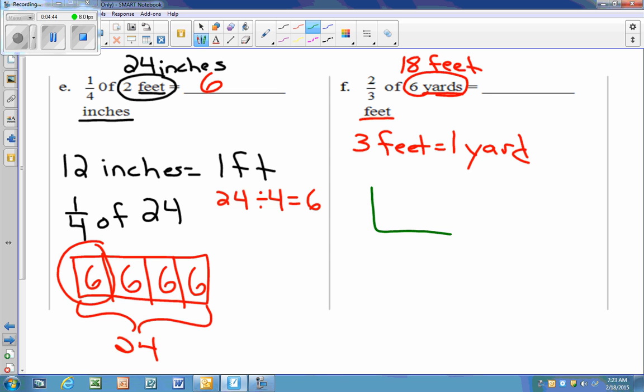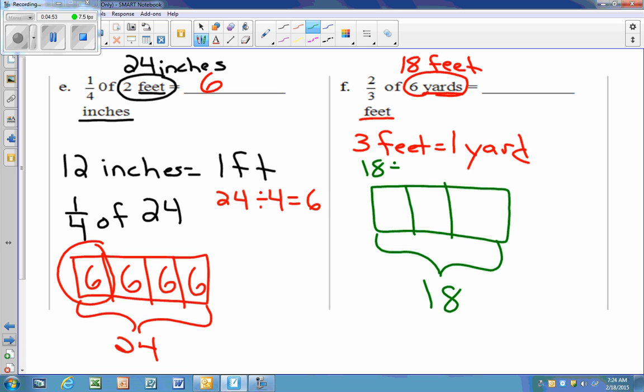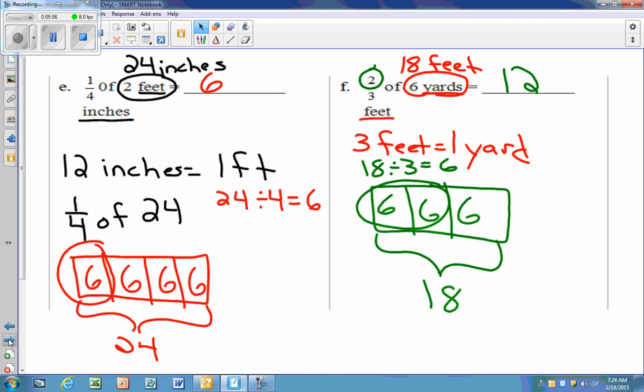So I'm going to use a tape diagram because that's easier. This whole thing is 18. I'm going to split it into 3 groups. So 18 divided by 3 equals 6. So each of these is 6. And I want to know about two of the groups because that's the numerator. So the answer to that is 12. So that's the first page of your mid-module review.